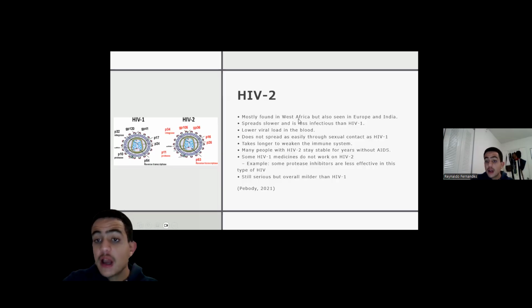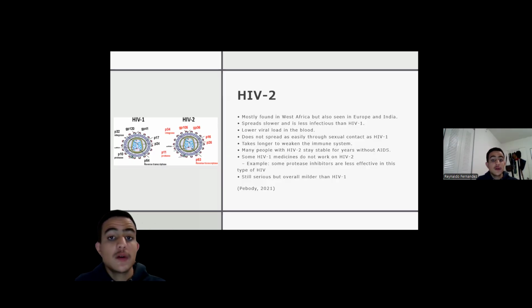HIV-2 is mostly found in West Africa, but it's also seen in some parts of Europe and India, but it's not as common as it is in Africa. It spreads slower and is less infectious than HIV-1. Usually, somebody who gets infected with HIV-2 has a lower viral load in the blood, and basically what this means is that the amount of HIV virus per unit of blood is way lower than somebody who has HIV-1. It also does not spread as easily through sexual contact as HIV-1, and it takes longer to weaken the immune system. Many people with HIV-2 stay stable for years without AIDS.